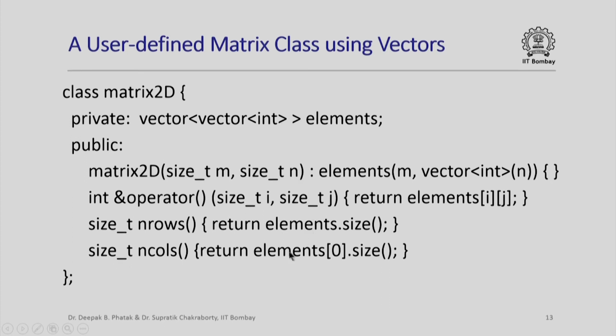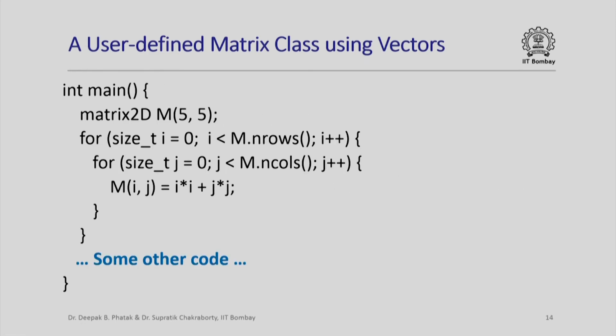So basically I can pick up element 0 and then find out the size of that vector, which is elements[0].size(). Here I could also have used elements[1], elements[2], whatever, but here I have just chosen to use element 0 because as long as there is at least one row in this two-dimensional matrix, I will be able to find the number of columns using element 0.